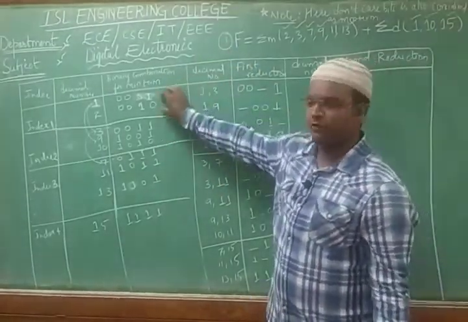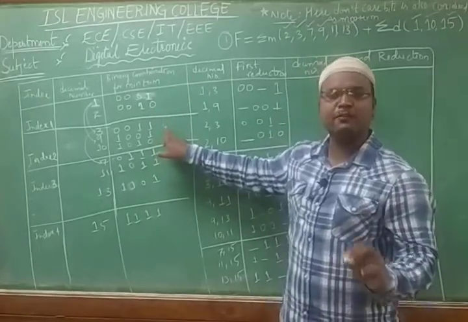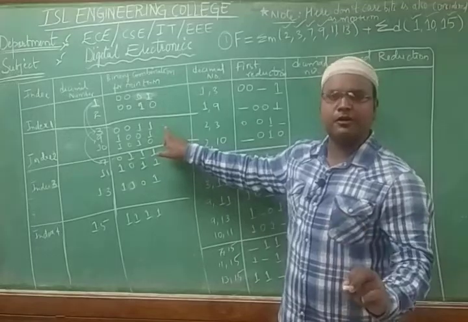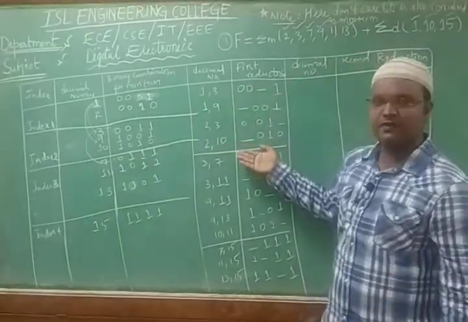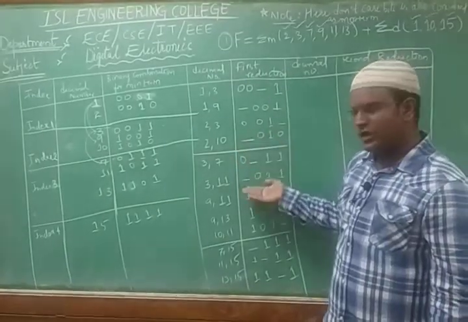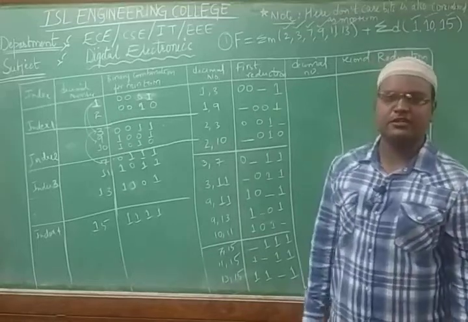Each bit you need to compare: 1 with 3, 1 with 9, 1 with 10. Try to see whether the comparison is possible or not. If it's possible, then write it down. If it's not possible, leave it. So I have done it like this: index 1 with index 2, index 2 with index 3, index 3 with index 4. So I got all of these in my first reduction.